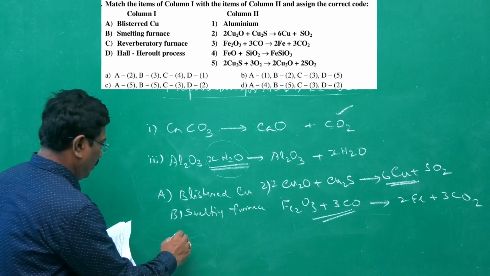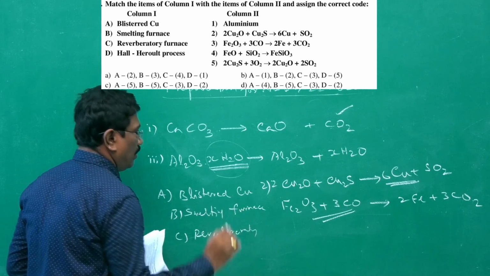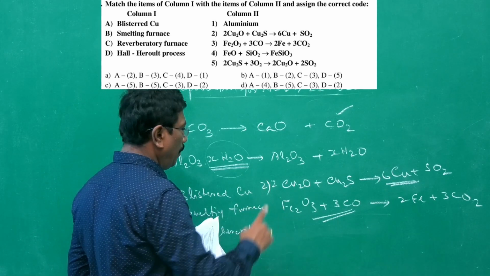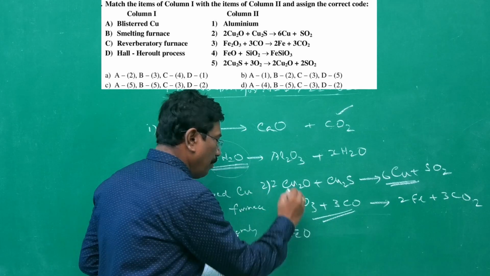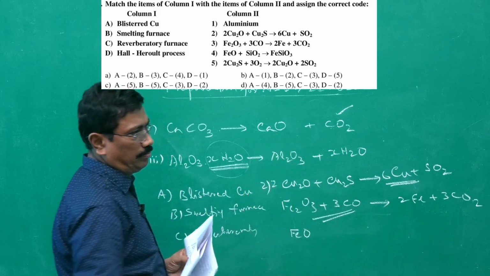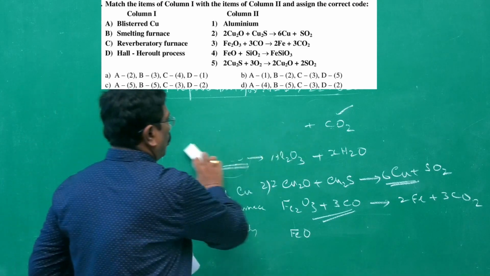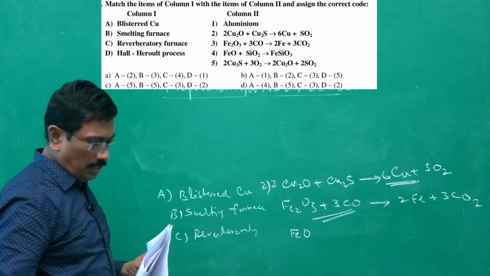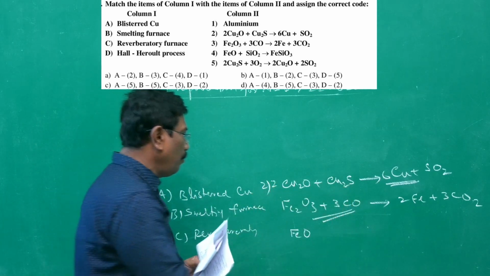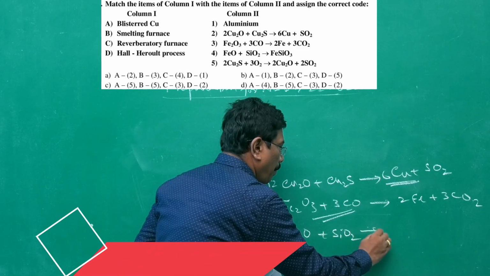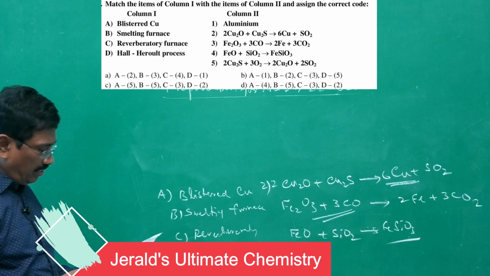In the reverberatory furnace, what is happening? In the extraction of copper, if iron oxide remains along with the ore, copper pyrite, we start with copper pyrite. In the copper pyrite ore, ferrous sulfide will become ferrous oxide, which is removed as slag along with silica. For that, the reverberatory furnace is used, for removal of ferrous oxide.